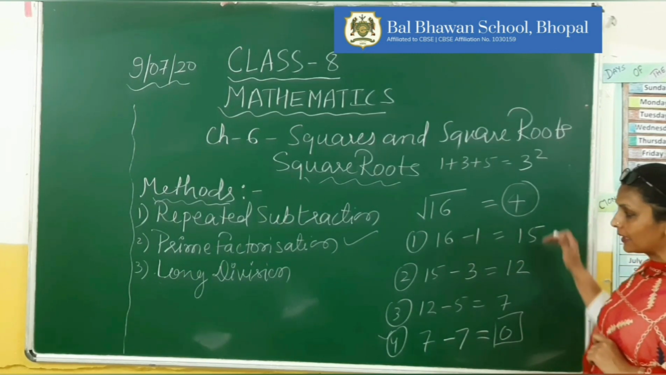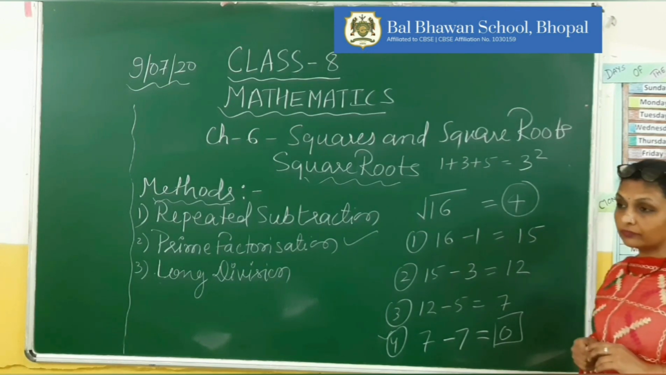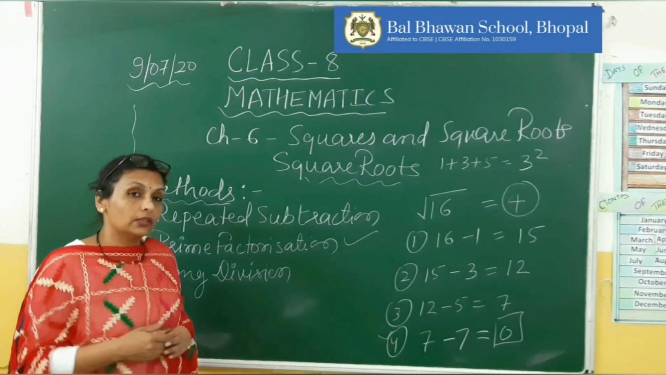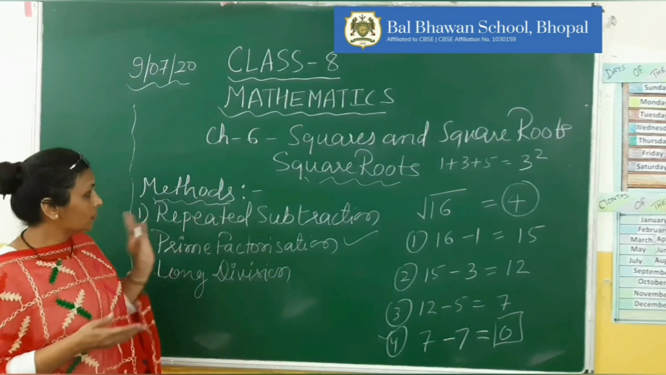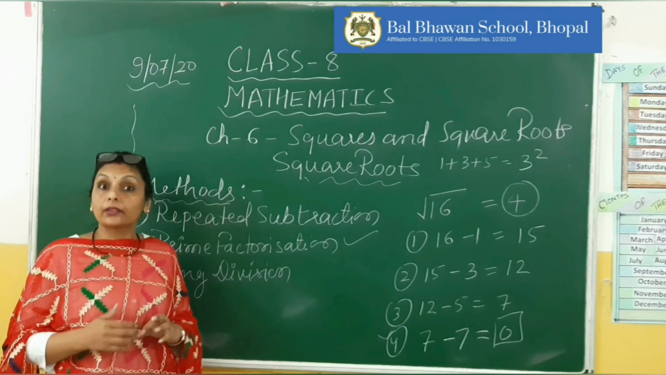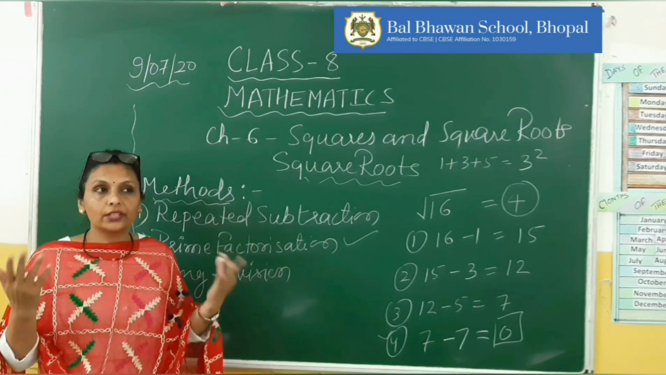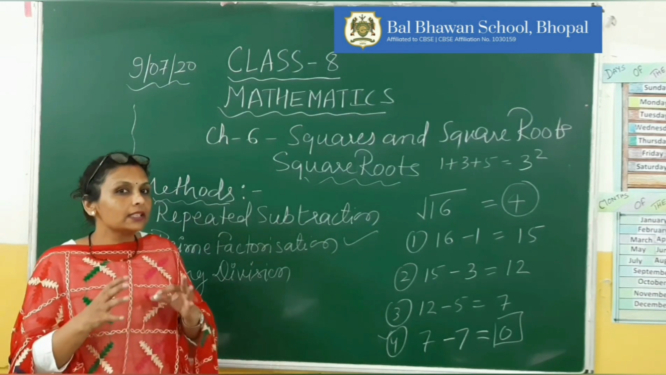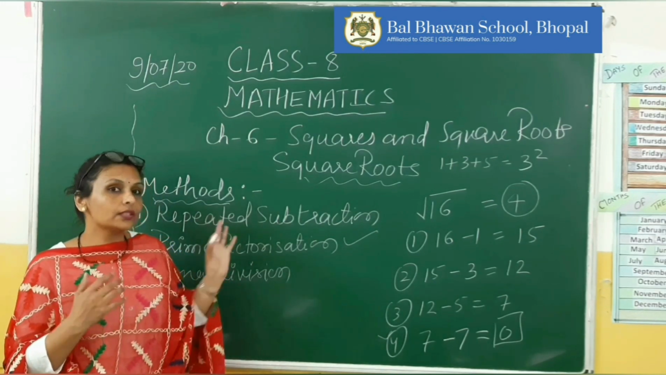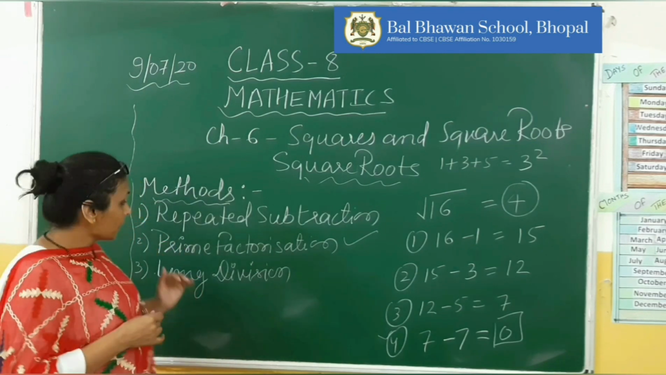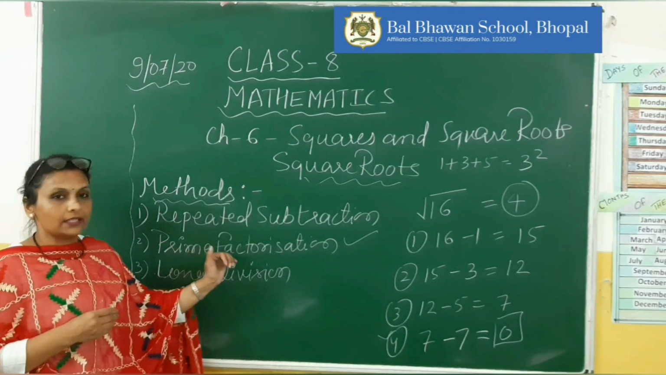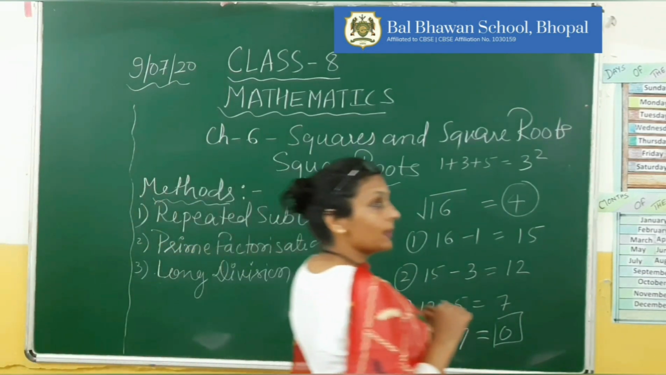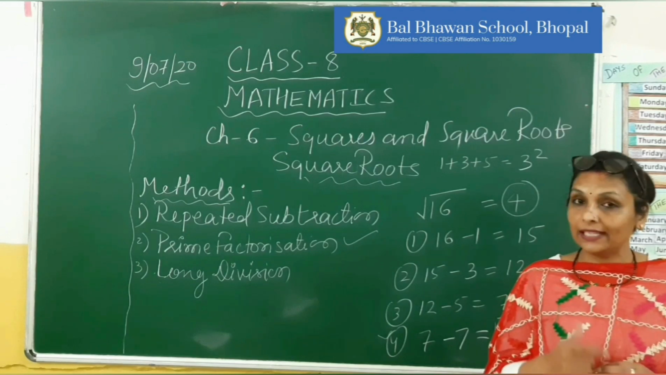Clear? So this method is repeated subtraction. You can find the square root of 100 also, and the square root of 169 also, through this method. But when we have a large number, like 4-digit or 5-digit numbers, in that case it is a little bit difficult to use this method. So in that case we can use the prime factorization method. As I told you, the prime factorization method is very familiar to you. So let's proceed.